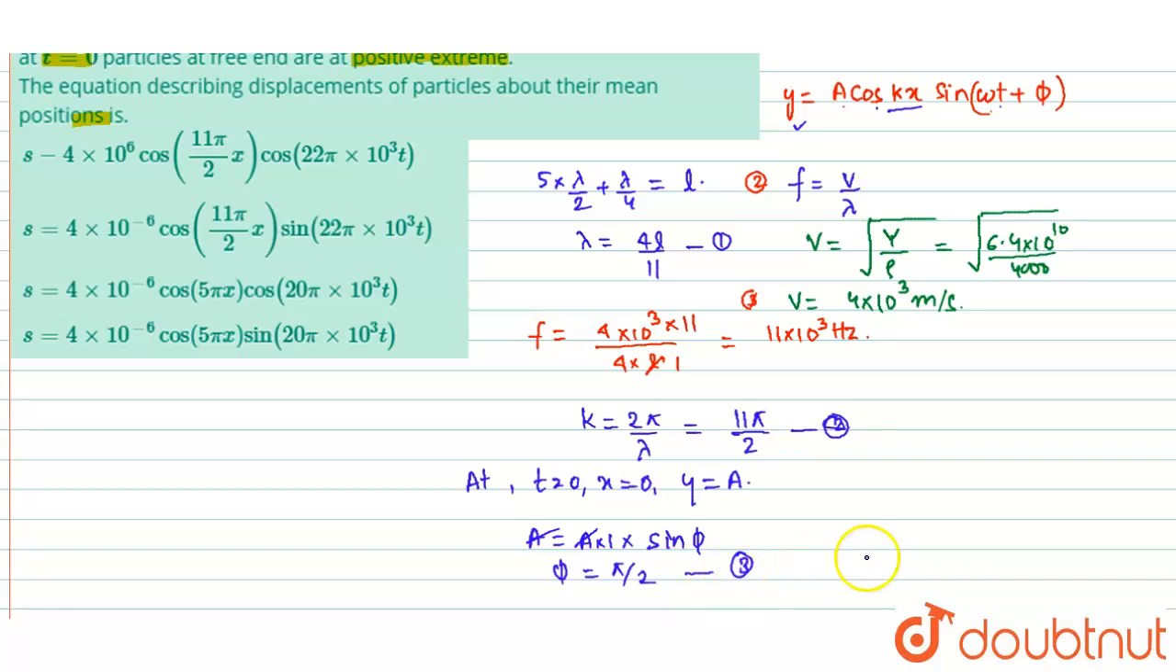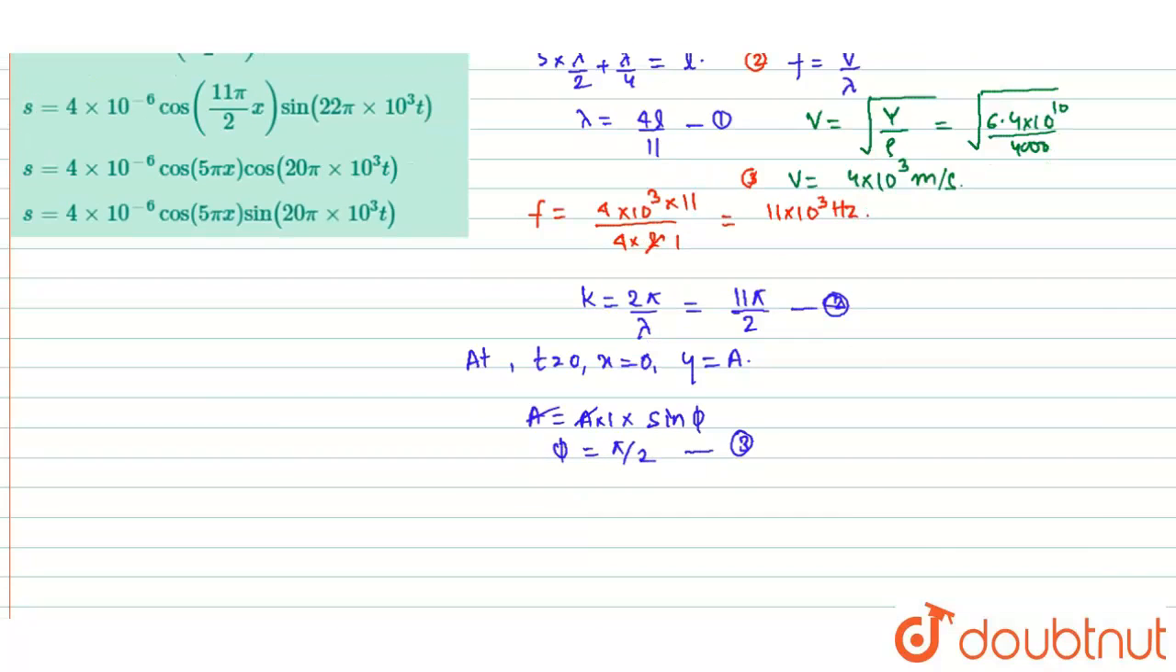Now you know the value of k, you know the value of phi. What we need to calculate is omega. And how do we calculate the value of omega? Omega is simply equal to k times the speed. Now we can calculate from here. K we know already. This will be simply omega equals 22 pi into 10 to the power 3. This is equation number 4.